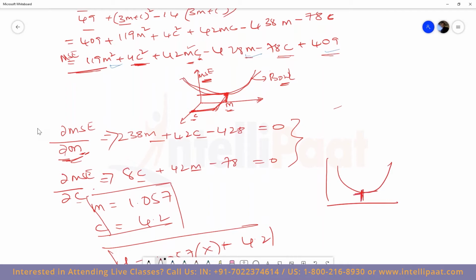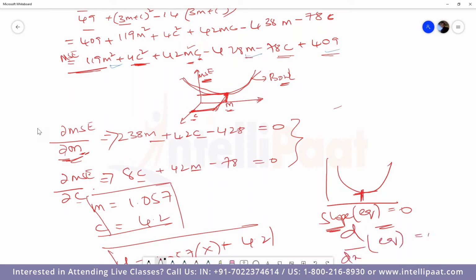So first, I have to find the slope of this equation and equate it to 0, right? But how do I compute the slope of an equation? One way is to differentiate that particular equation. When you differentiate an equation, you get the slope of that equation at a particular point. So you do a d by dx or d by dy of that equation and equate it to 0. When you equate it to 0, what you're saying is I am trying to solve for a point where the slope is 0.